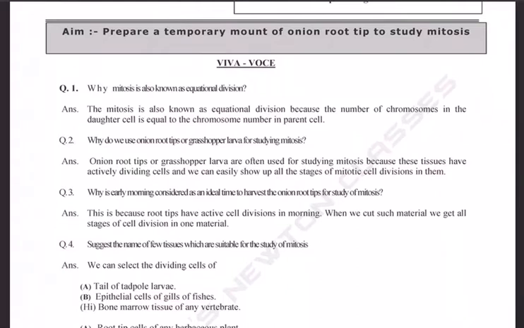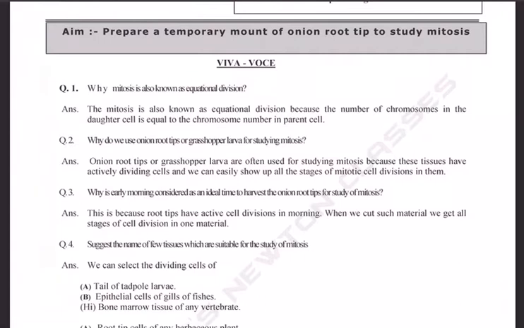Why do we use onion root tips or grasshopper larva for studying mitosis? Onion root tips or grasshopper larva are often used for studying mitosis because these tissues have actively dividing cells, and we can easily show up all the stages of mitosis in them.